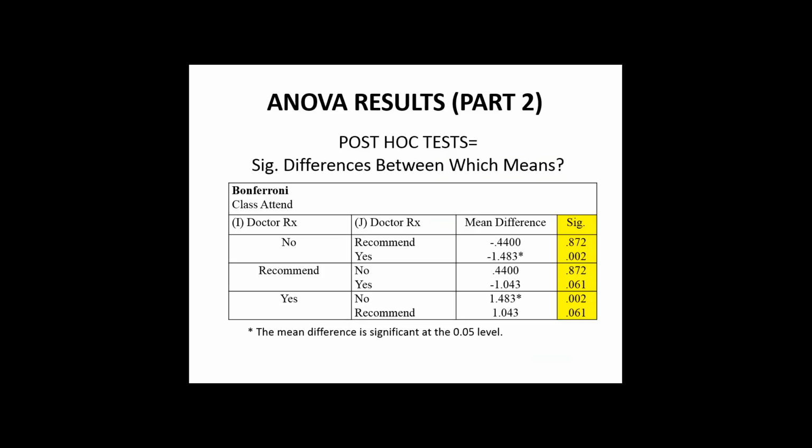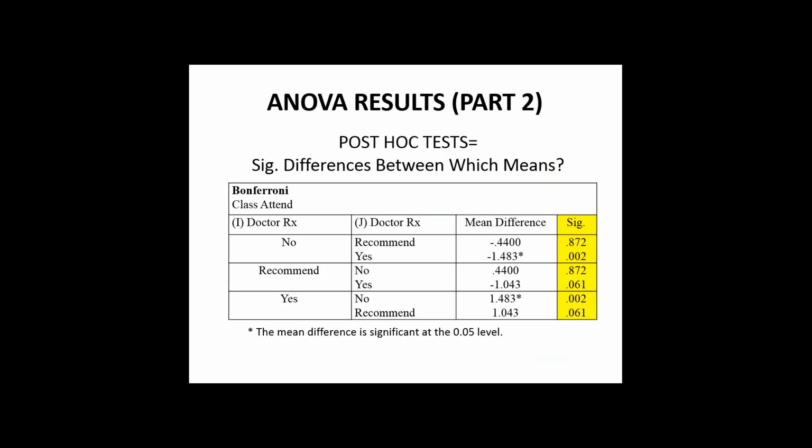That's where we look at the post hoc tests, right? So you'll see each one is compared to another. Like, for example, the Bonferroni, right? Under the first column, Dr. RX, no. So that's the no category. Then in the J, the no category is compared to the recommended and yes.